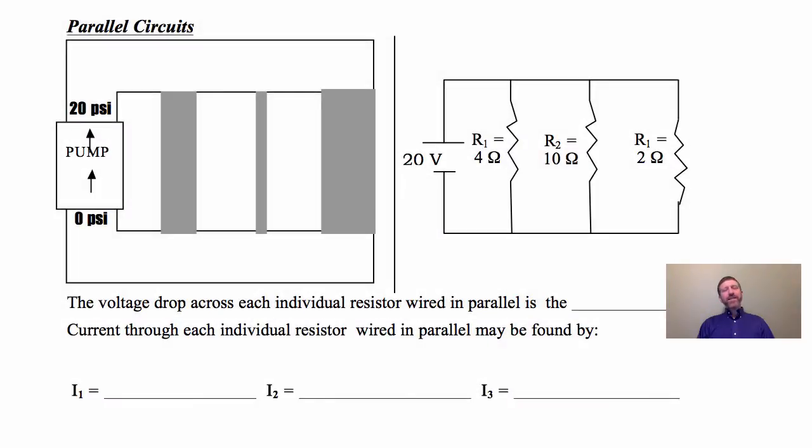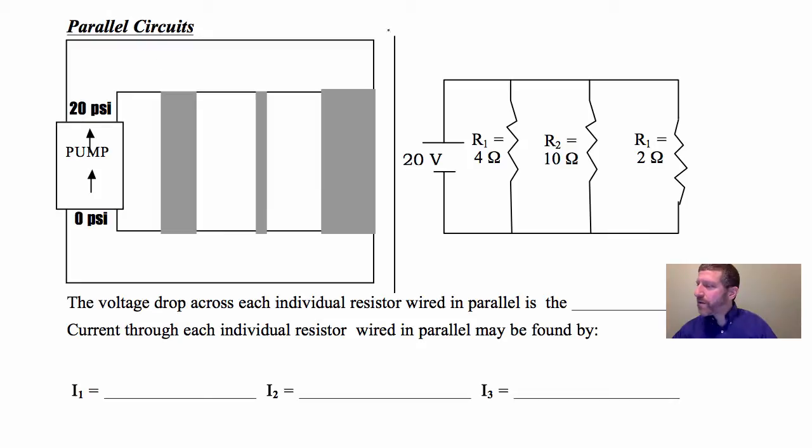Last but not least, let's use our water analogy to analyze voltage drops in parallel circuits. So what we have here is our parallel circuits. We've got these gravel-filled pipes right here, and we've got our pump, which is pumping it up to 20 psi on top here, and gets back to 0 psi right there. So what we have for these parts are frictionless pipes.